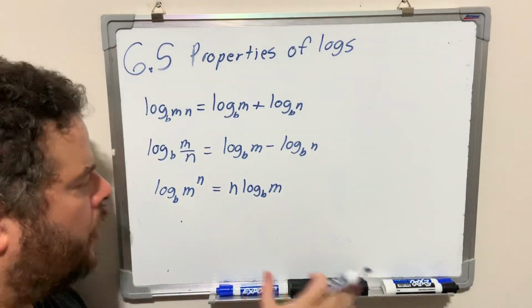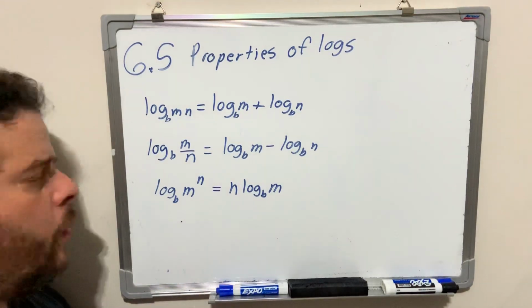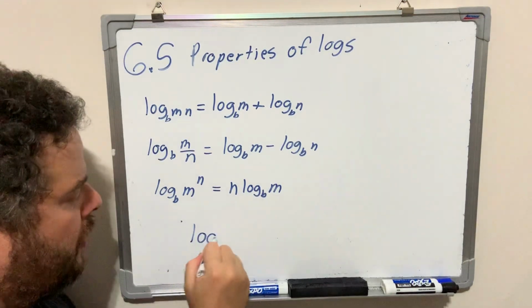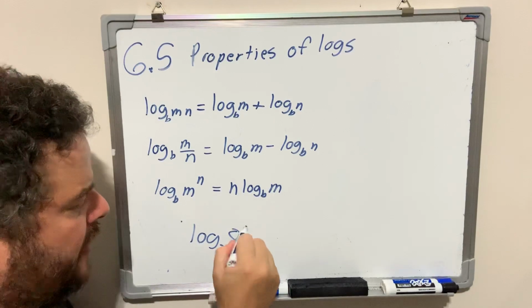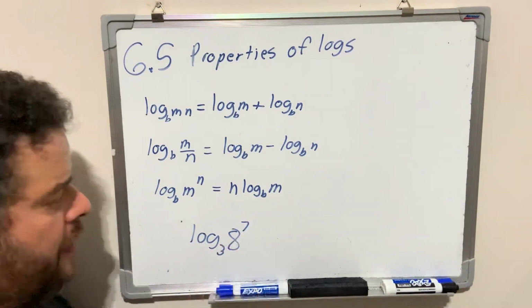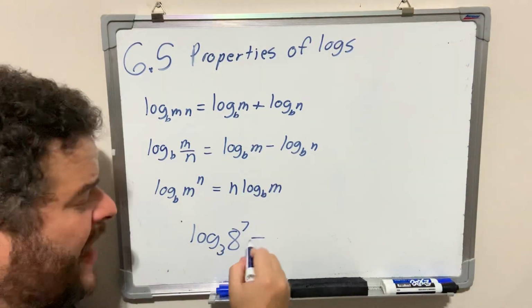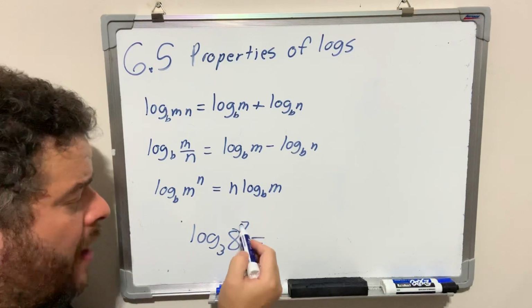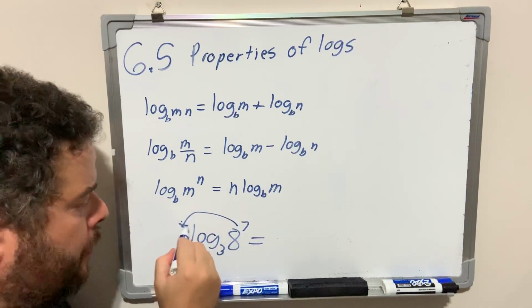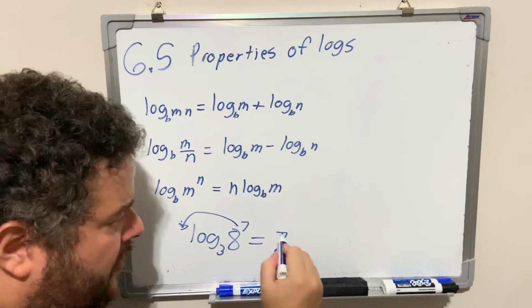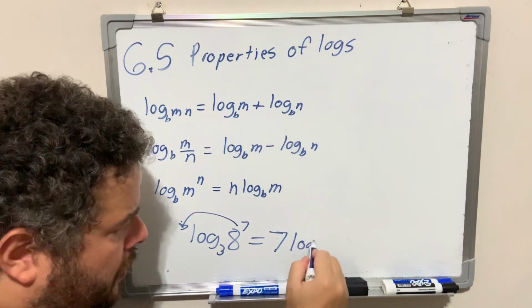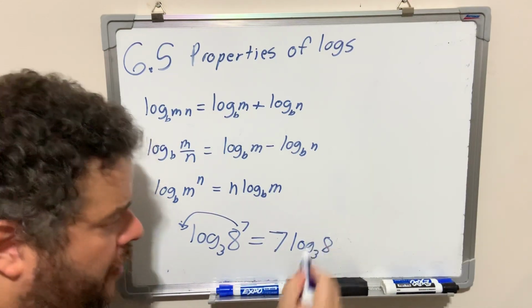The final property is also quite simple. Let's say you have log base 3 of 8 to the 7th power. All that happens when you have a power up here is this number comes to the front. 7 times log base 3 of 8.